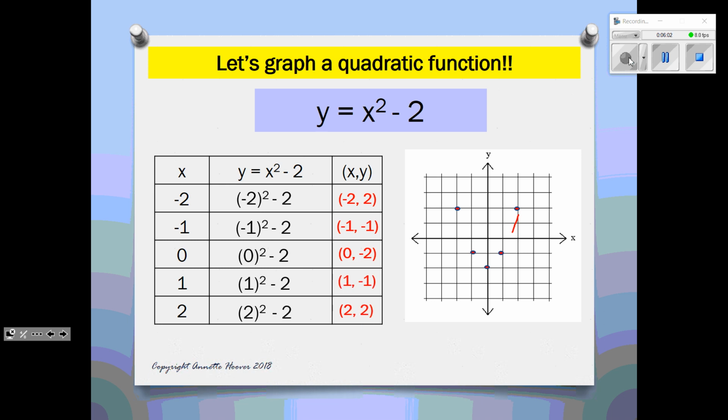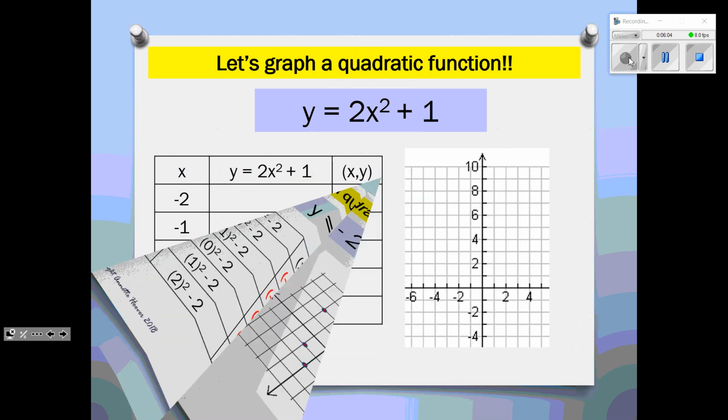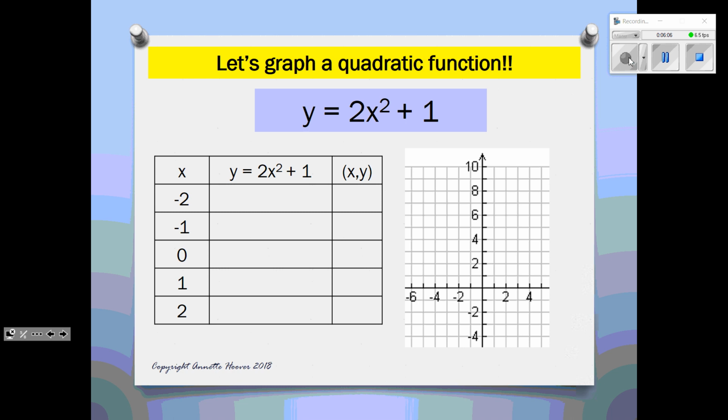Okay, so let's look at another example here. This time the equation is 2x² + 1. We know it's quadratic because we have an x squared. When we have x squared as our highest term, that is a quadratic function. Again, we only have two terms. The middle term is 0. It's not there. So we're going to plug in, and this is a little more involved.